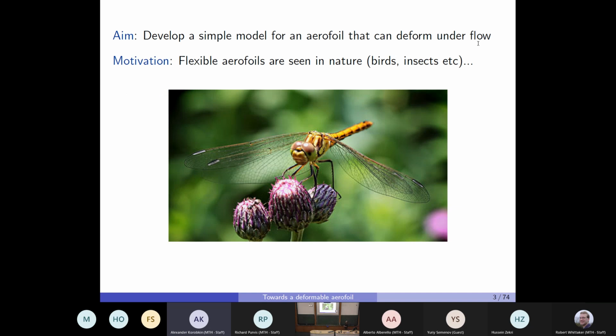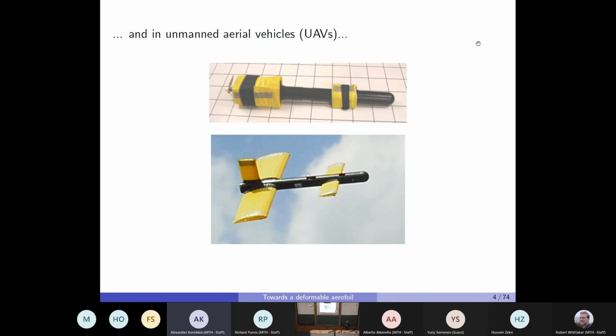So why might we want to have deformable aerofoils? Well, first of all, these occur in nature. This is a picture of a dragonfly. Their wings have some rigidity, some structure to them, but also some leeway to deform and change shape to some extent, presumably for aerodynamic purposes, for efficiency and so on. So we see these things in nature, and we might want to try and mimic that.